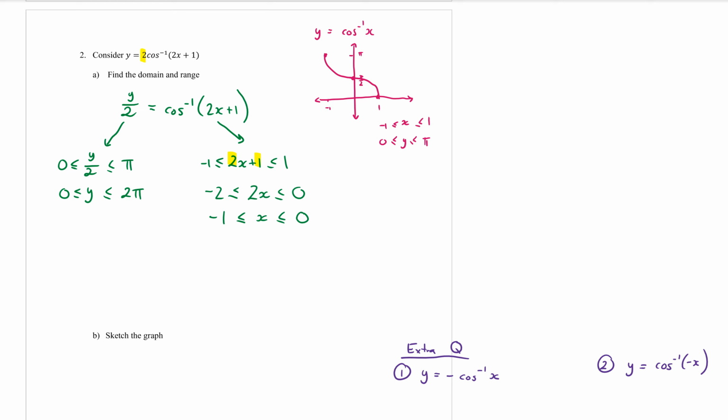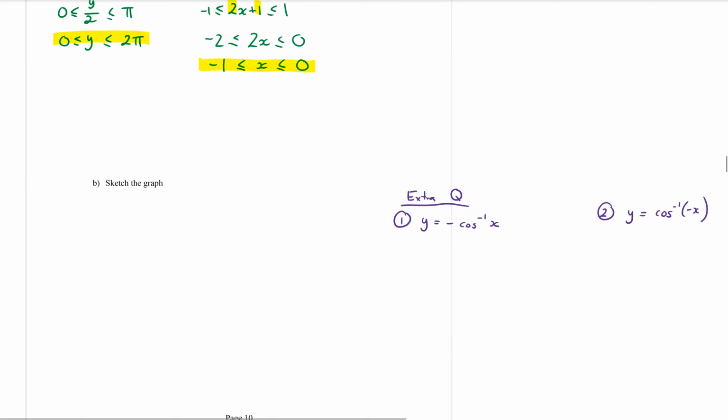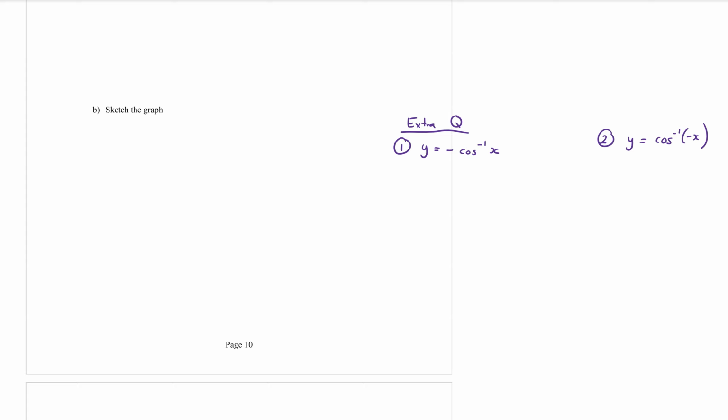Okay, so I have found my new domain and range. There they are. So then in part B, it now says it wants me to sketch the graph. So use that domain and range and know that it's going to keep the same basic shape as the one that we have hopefully memorized.